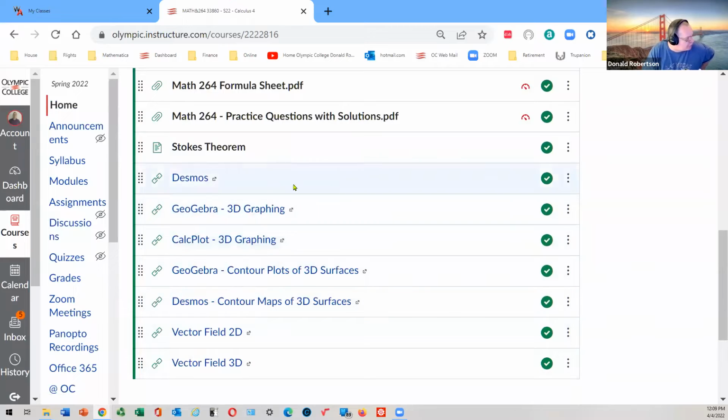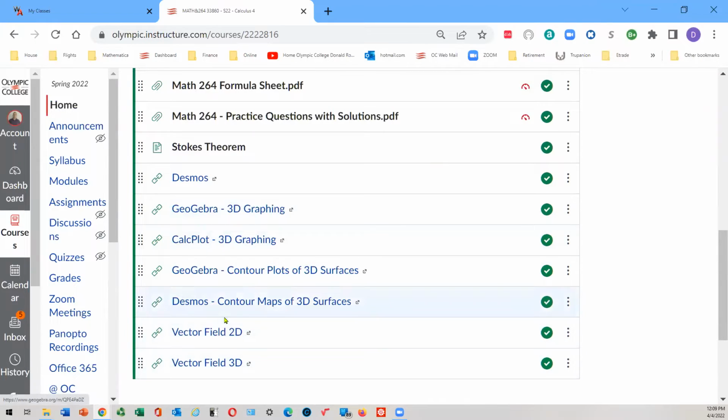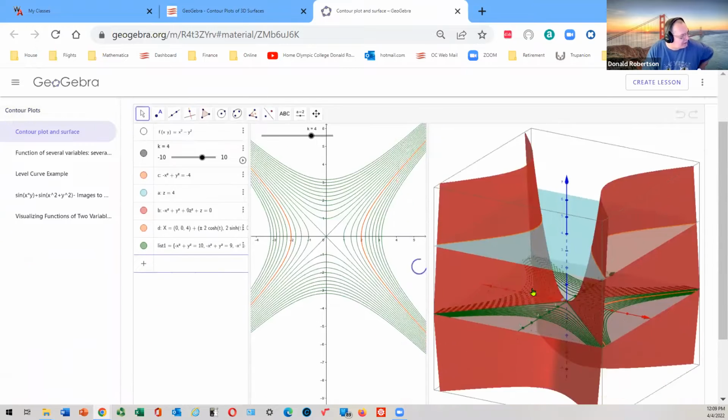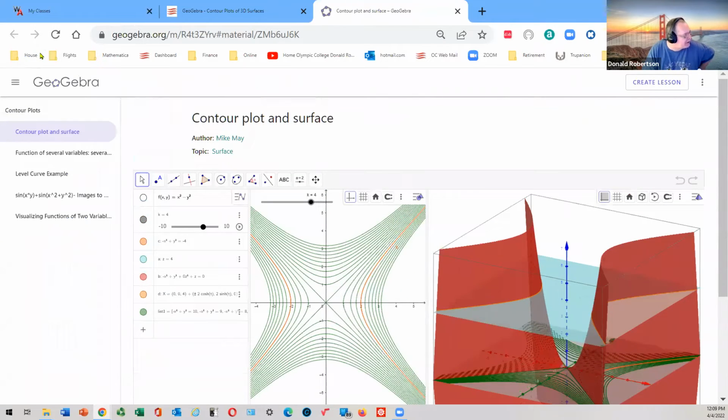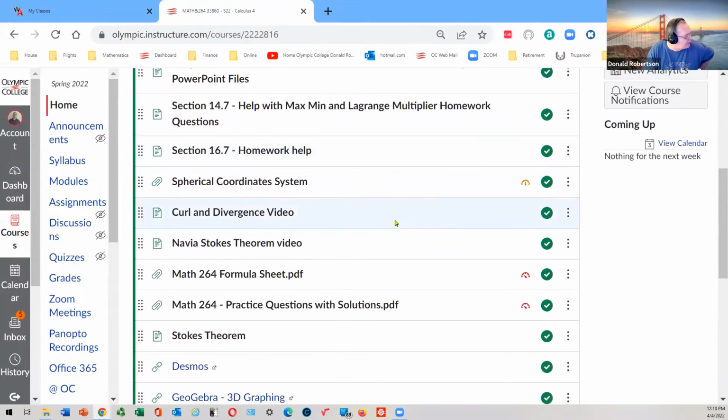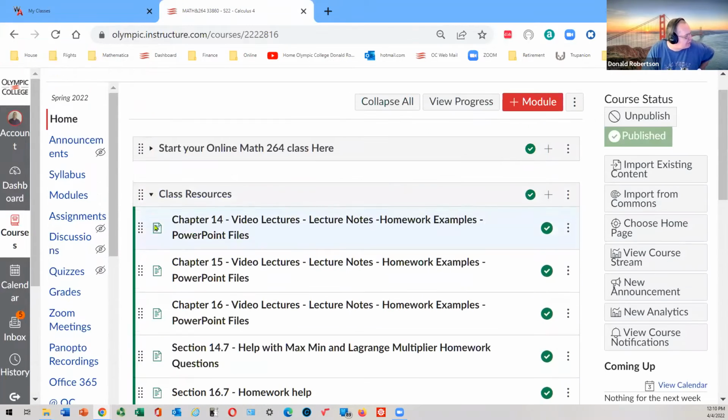There are tons of different types of online software. That one is for drawing three-dimensional surfaces. This is things called vector fields that we'll deal with. This here is contour plots. So if you wanted to do one, I'll click on that one just to show you what it's like. There we go. That's what a contour plot looks like. And if you're wanting to draw one, that would be the place you'd go. So tons of resources. Close this one off.